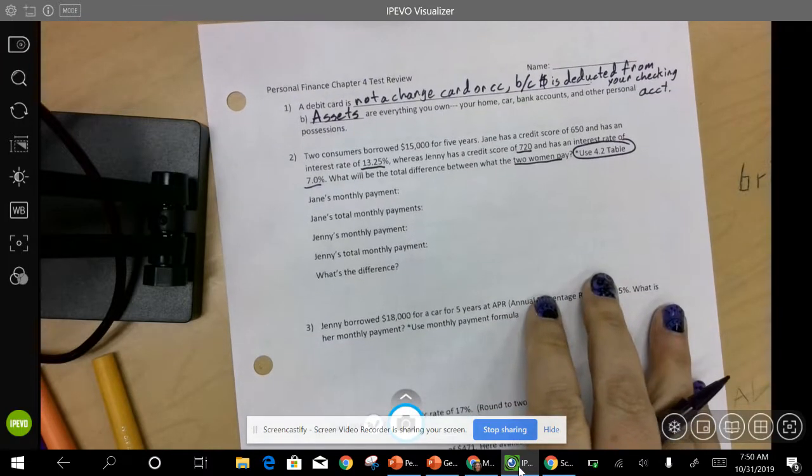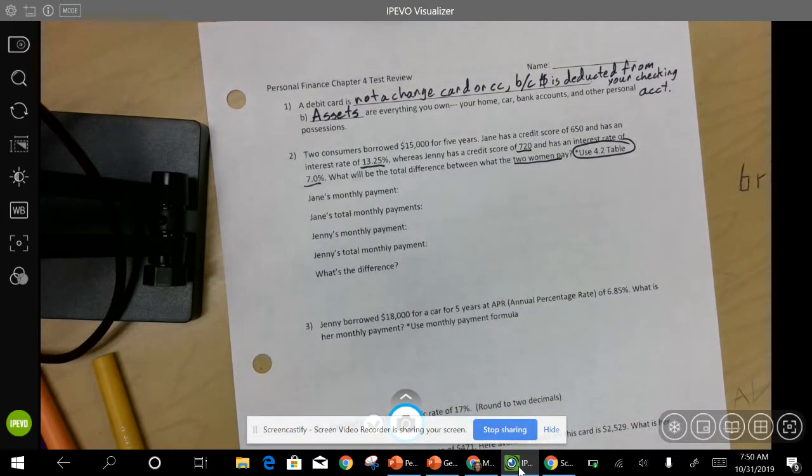So Jane's monthly payment. We're going to look at the table. Hold on, I have to grab the table. So get your table out, everybody. And then the next one we'll use the monthly payment formula for. So you can tell which one you're going to use by that.